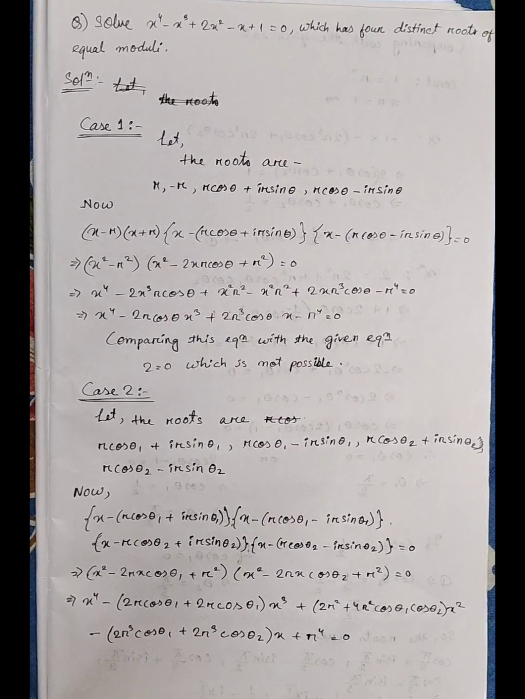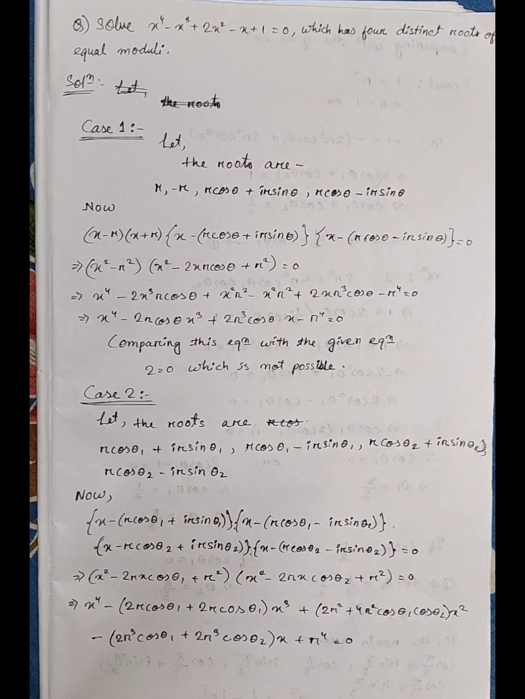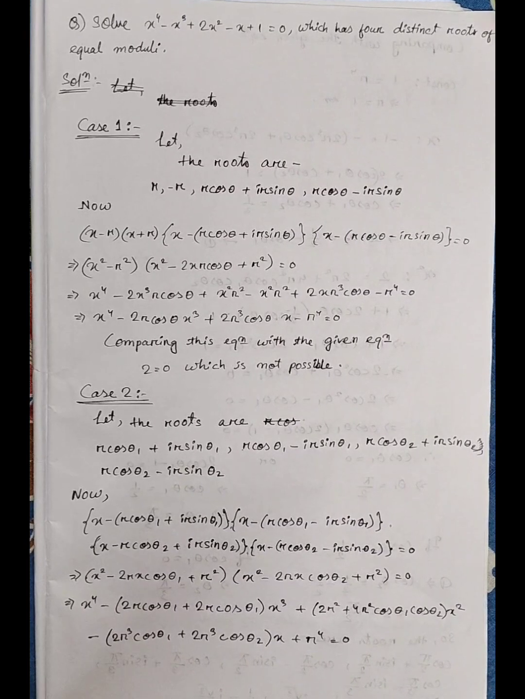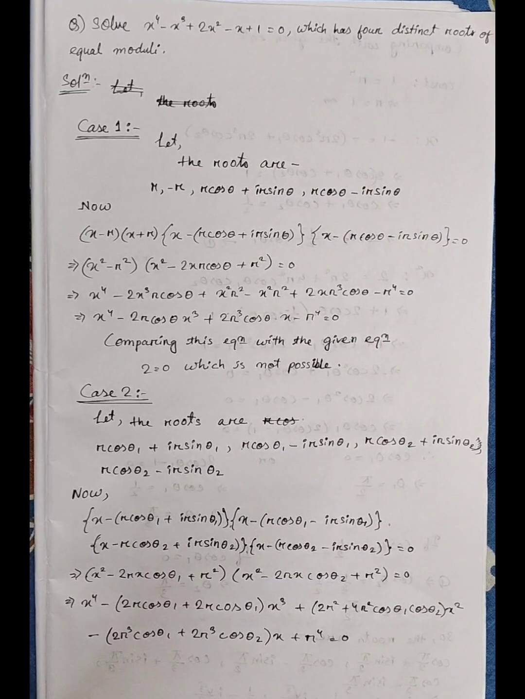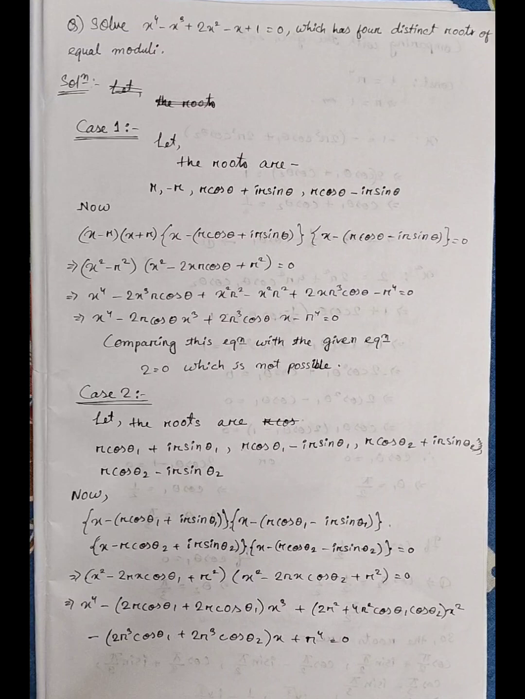Since these are roots of the given equation, x minus these roots are factors of the given equation. So after solving this, we have got a new equation. Now comparing the new equation with the given equation, we have got that case 1 is not possible. That means the given equation cannot have 2 real and 2 imaginary roots.